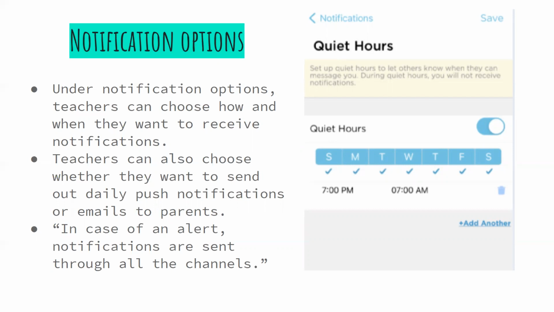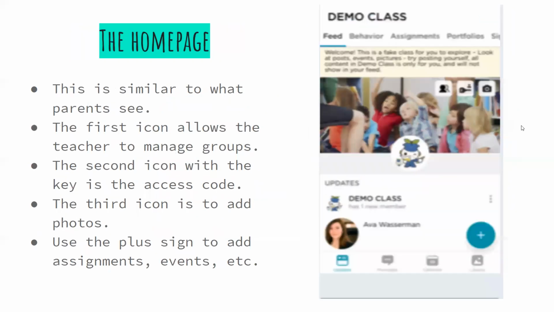And then in case there is an alert, all notifications are going to be sent through all the channels. So every phone number and email that they have, if there's an issue at school, you can quickly get this information out to parents in different ways. I really do like that option.